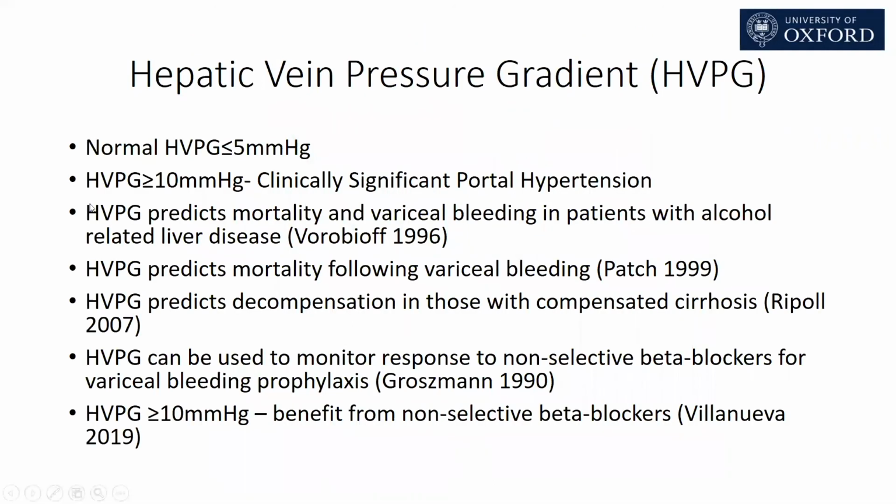And just some quick reminders of numbers: HVPG being less than 5 is normal, whereas when the HVPG is more than or equal to 10, this signifies clinically significant portal hypertension. This has been known for a while to be an important measurement, as it predicts mortality, variceal bleeding, and decompensation in patients with cirrhosis, but is also useful for identifying those who would benefit from treatment with non-selective beta blockers, and also for monitoring the response to non-selective beta blockers.